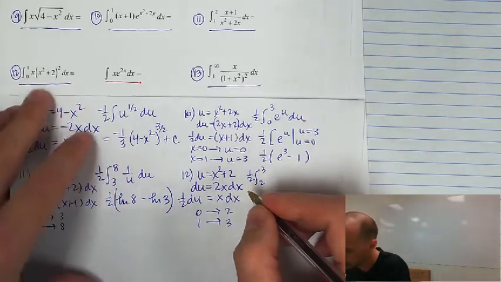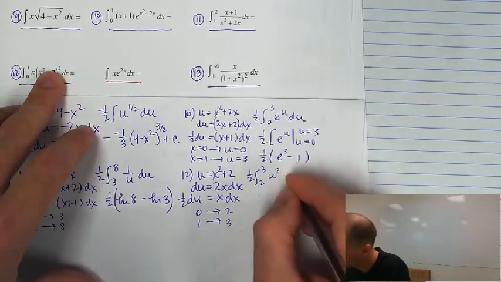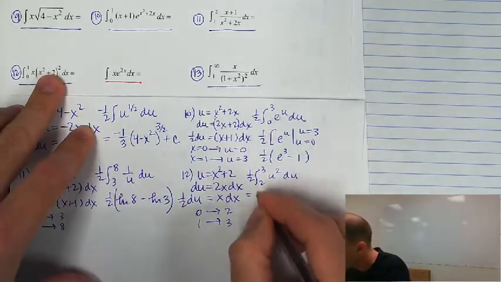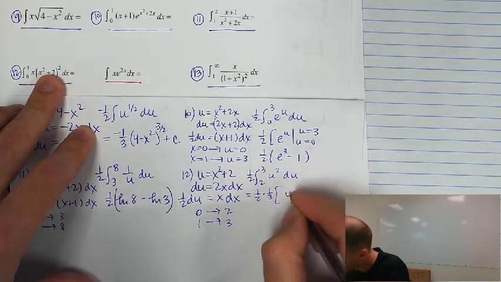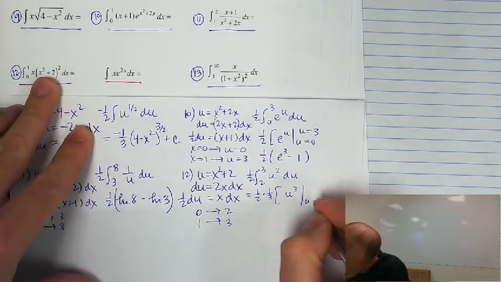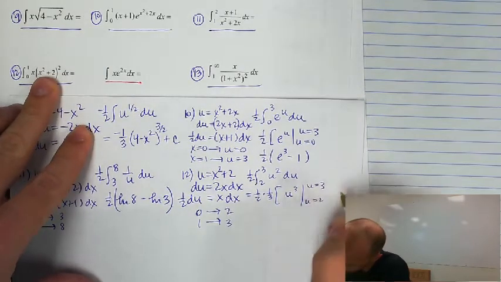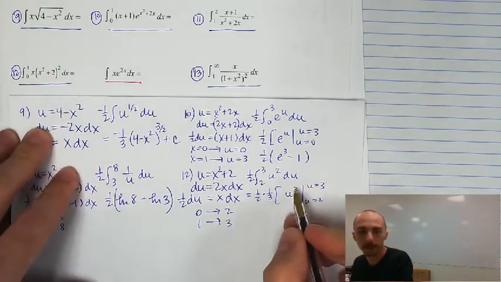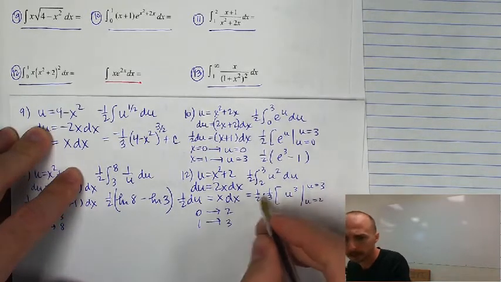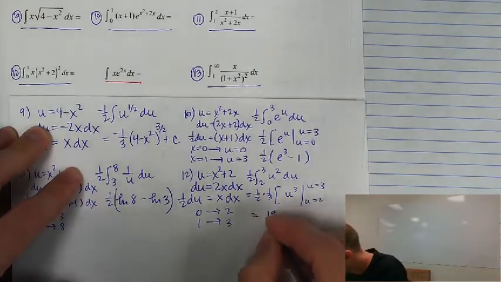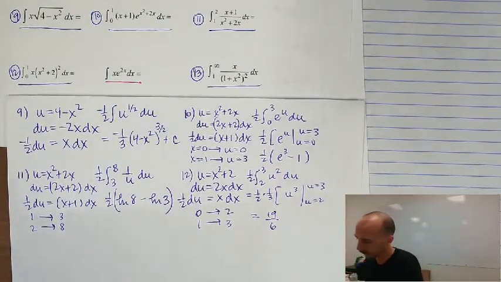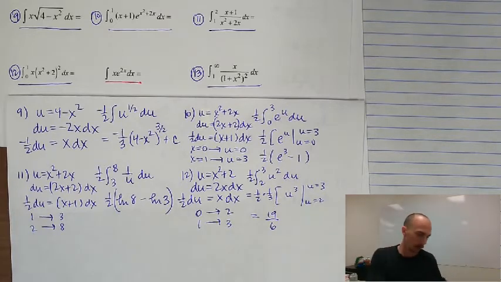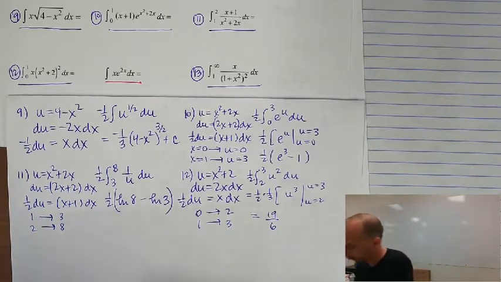Half of du, and what am I doing with u? I'm taking u squared. Okay, so I'm going to have 27 minus 8 is 19 divided by 6. Right. Now I'm going to bring in a scrap of paper and work that one a different way.